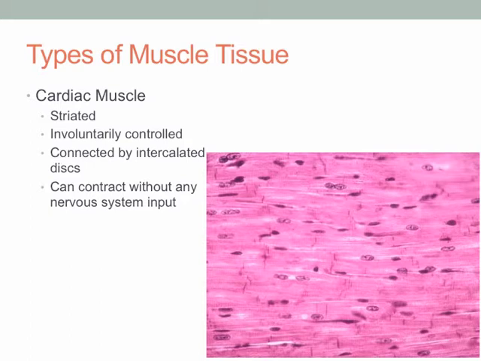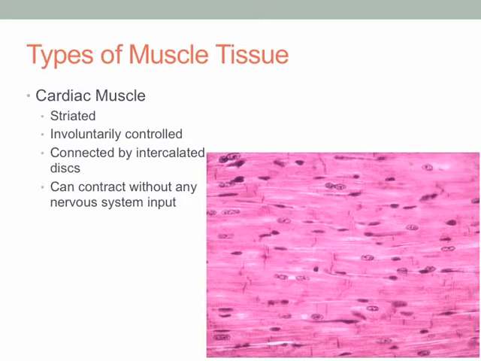Heart muscle, cardiac muscle tissue, is connected by intercalated discs, which are specialized gap junctions that link the cytoplasms of all of the cardiac muscle cells together. That will be very important when we learn more about cardiac muscle tissue in the heart chapter. Another unique feature is that cardiac muscle can contract without any nervous system input. It beats or contracts automatically at a set rate set by our heart's pacemaker, the SA node. And we won't get into that in this chapter, but we will later, next quarter.